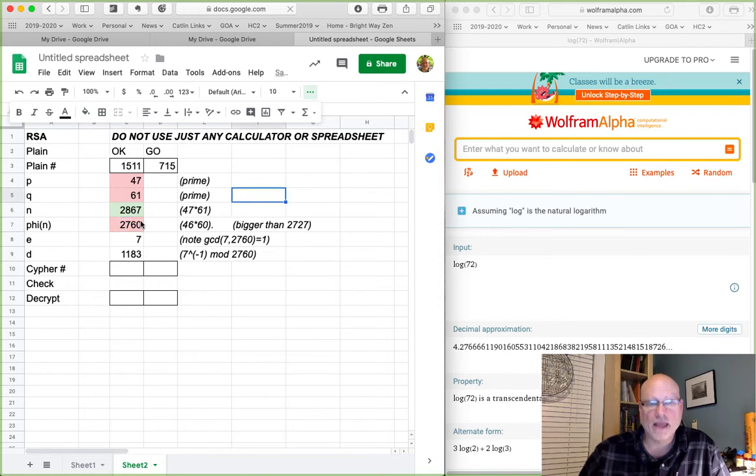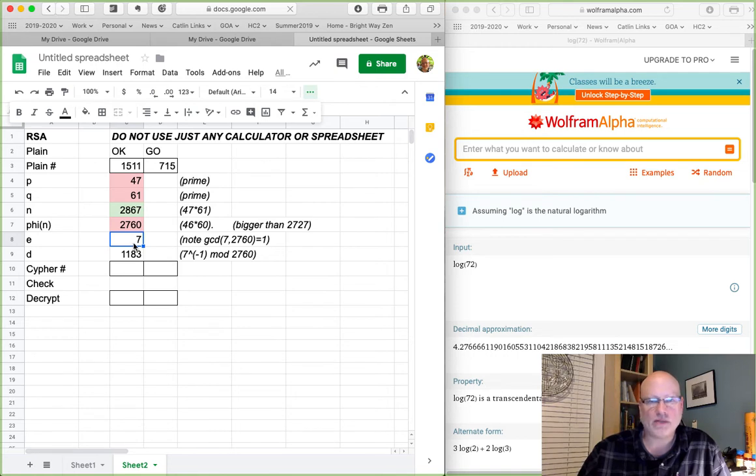The next thing we're going to do is pick a number that is our public key. So 7 is our public key. The only thing we need to make sure about 7 is that it is relatively prime to phi. I picked 7 because 7 is a prime number. It's a small number, so that's totally fine. But it doesn't have to be 7.